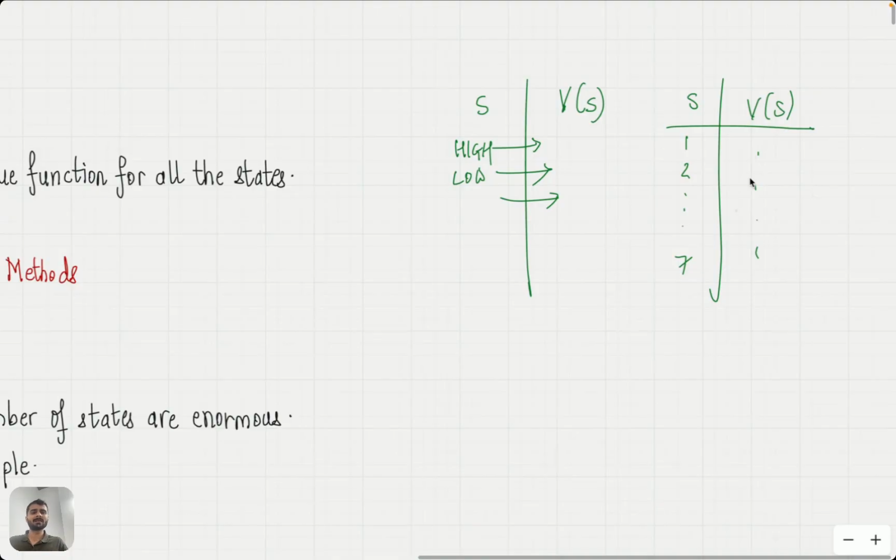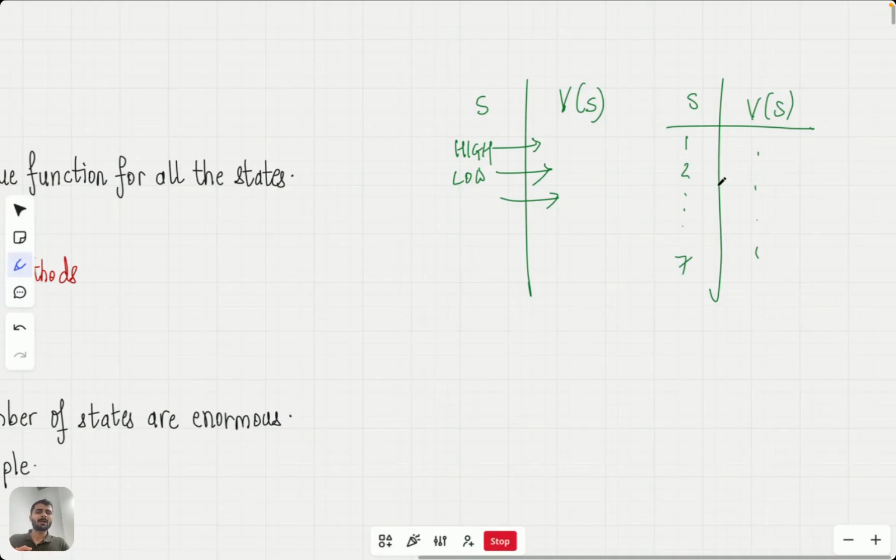Essentially, you are representing a number, you are calculating the values of all the states, and you are listing that down in a table. That is why this class of methods is called tabular methods. Now, tabular methods are good, they are efficient, they allow us to calculate the value function of all the states in the prediction problem, and in the control problem, they allow us to even calculate the optimal policies.